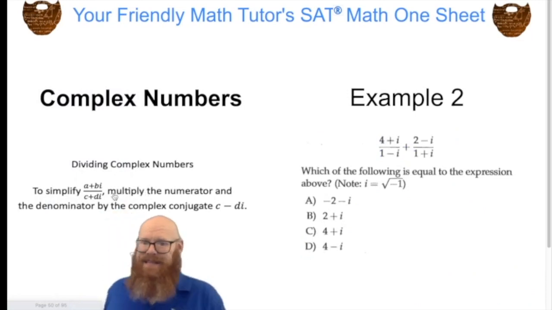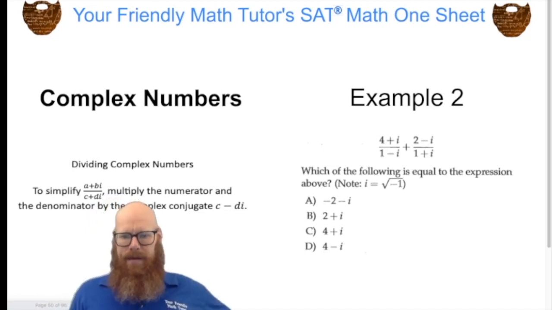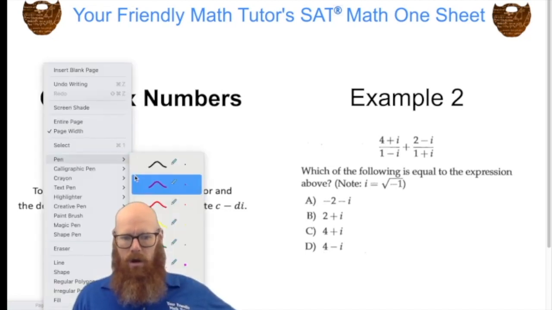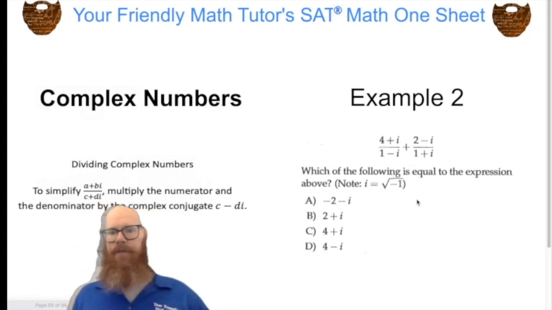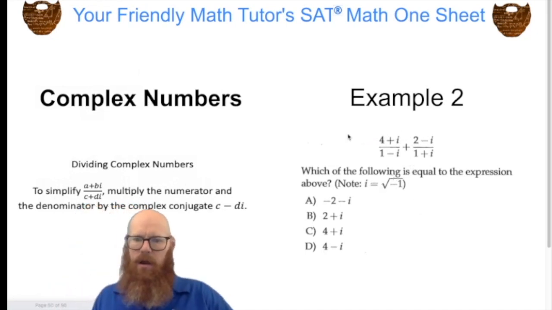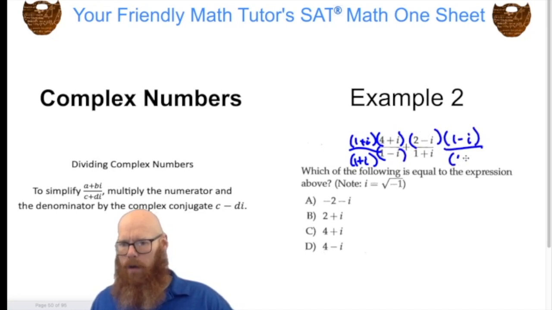So again, I did examples 3 and 4 first, and now I'm doing examples 1 and 2. And in this one, we are trying to add complex numbers. Well, anytime we add any fractions, we have to get a common denominator. So I'm going to multiply this one by 1 plus i over 1 plus i to get a common denominator. And in this one, I'm going to multiply by 1 minus i over 1 minus i.